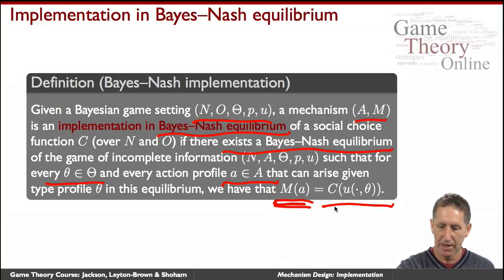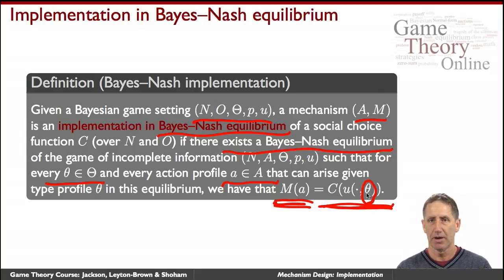And we would like it to be the case that indeed it's a social choice of the agents as they are, meaning they have their own preferences. And with respect to those preferences, we want that action profile to lead to the optimal outcome as defined by the social choice function.